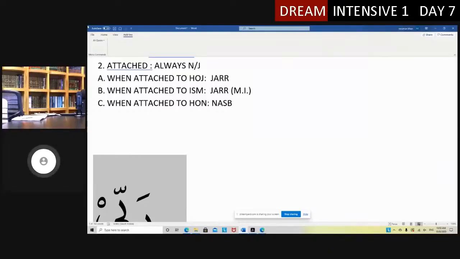Aisha, the word nisa is feminine because women are feminine.